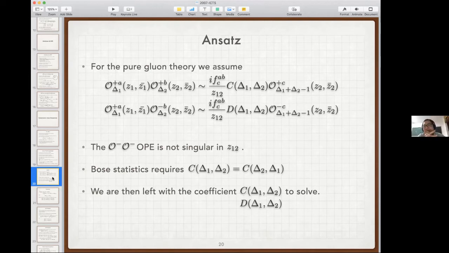I think maybe we can leave this to the end. Sure. Sorry, just one more question about the second OPE. You assume this, but does this not... this is not always true, right?